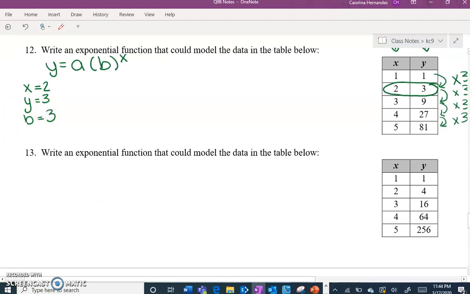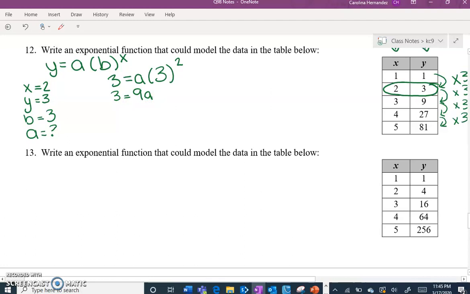For the most part here, we're going to begin with solving for a. We don't know what a is, so I'm going to leave it as a question mark for now. I'm going to substitute what I know into this general formula. Y is 3, equals a, which I'm going to leave by itself, times b, which we established is 3, to the x power. I know x represents 2. So 3 to the second power, in other words 3 squared, is 9. So it's going to be 3 equals 9a.